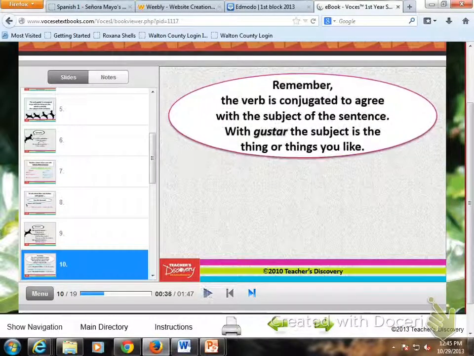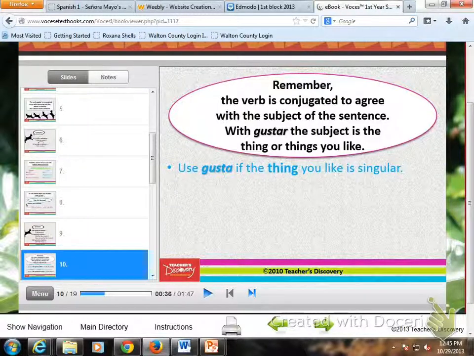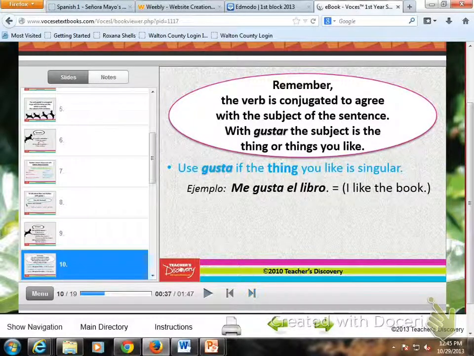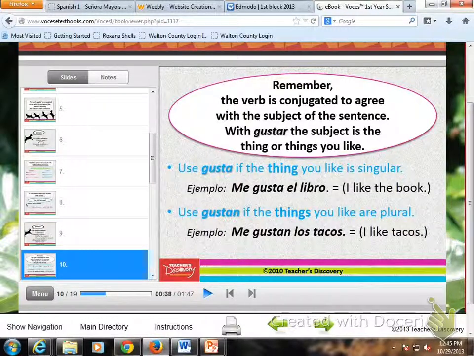Okay? So, do not make the verb agree with the subject. You make it agree with whatever it is that you like, the object of the sentence. So gusta you're going to use if anything that you like is singular, and you're going to use gustan if you like anything that is plural. So it doesn't matter who likes it, it matters that the thing that you like is singular or plural. Everybody with me so far? Yes. Okay.